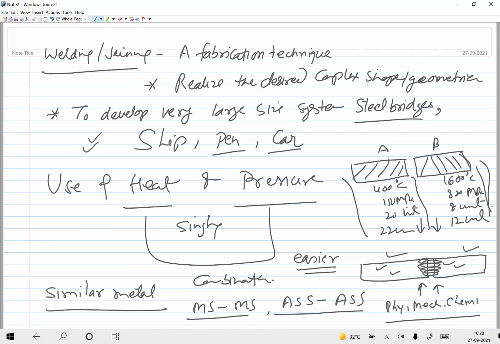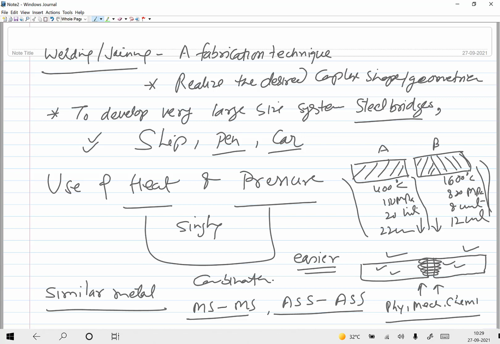The point is, because of the difference in melting point, yield strength, thermal expansion coefficient, and thermal conductivity, the two metals will behave in a completely different way when heat or pressure is applied. So you cannot expect them to expand and contract by the same magnitude, or fuse by the same magnitude. You may find one has started melting while B is still getting heated, and A has started fusing here and there, and molten metal has started flowing. So you cannot control things.